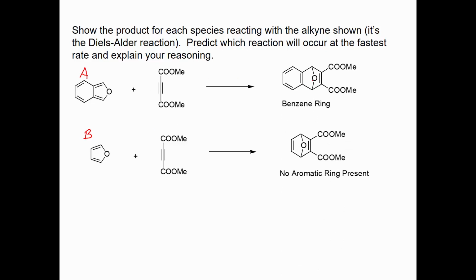So when we do the top Diels-Alder reaction, we actually make a benzene ring. And when we do the bottom Diels-Alder reaction, we don't have any sort of aromatic character at all. So we go from being 10 pi electron aromatic to benzene.